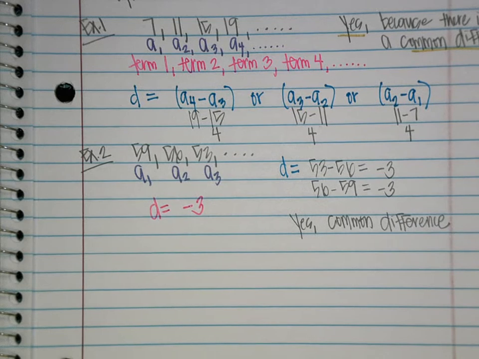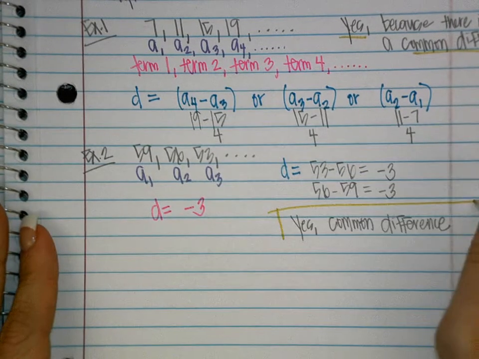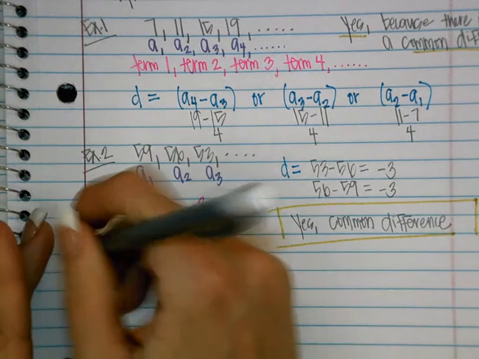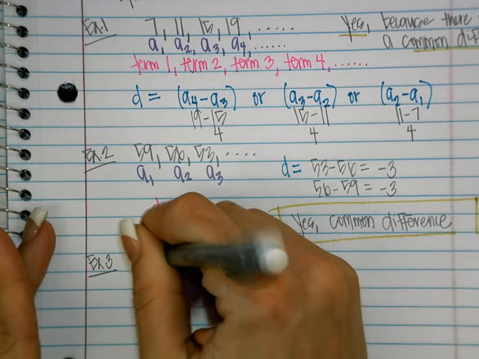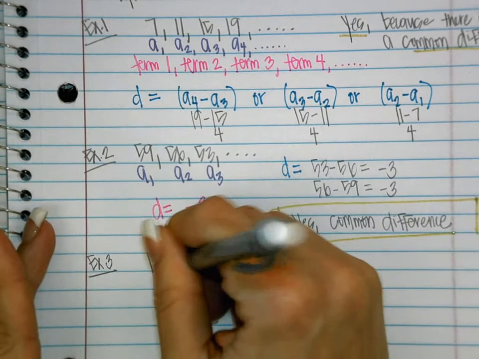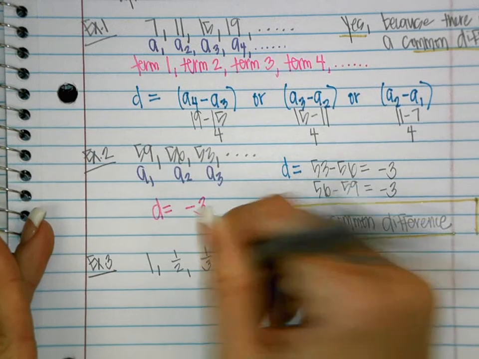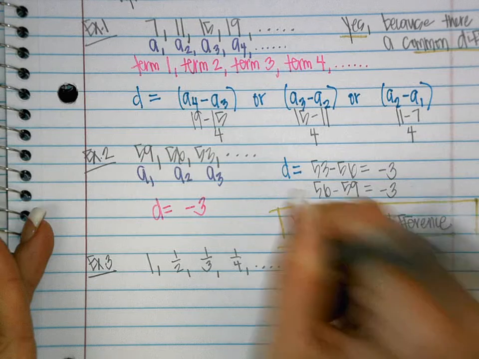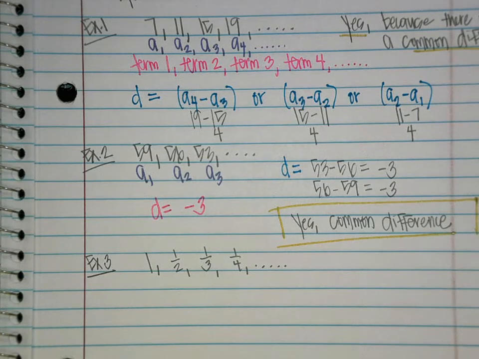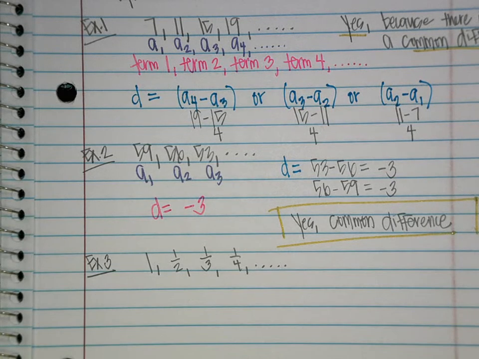Questions on how I did that? We're good? Hopefully. Okay, so that's your actual answer. Let's try one more that's like that for number 3. If I ask you, is the following an arithmetic sequence? 1, 1/2, 1/3, 1/4, and so on. Can you add or technically subtract the exact same thing to get from one of these numbers to the next one?